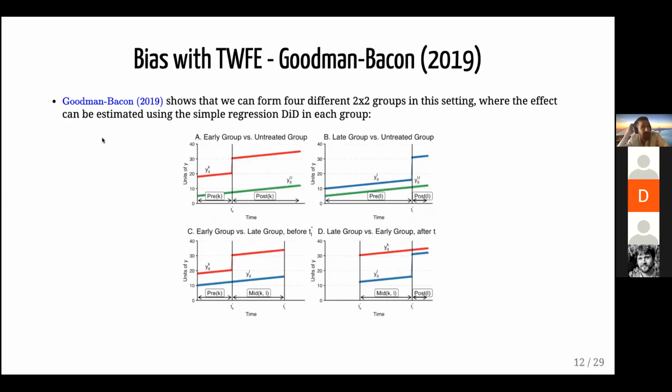And what the paper shows, which I think is a really nice result, is that this is equivalent to 4 different 2x2 differences, okay? You have the early group against the untreated group. So these are the 2 top plots, and this will be the full set of the data, okay? Then you have the early group versus the late treated group. This is only identified until before the late treated group is treated. And then you have the early treated group versus the late treated group, right? So this is the second half again.